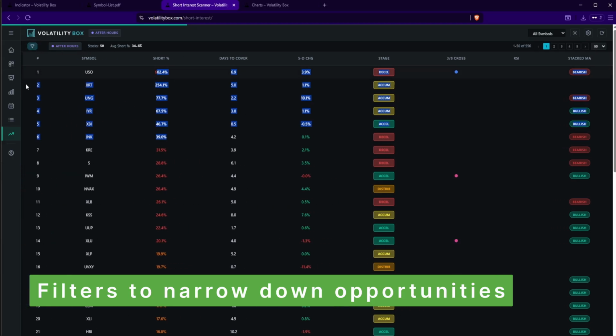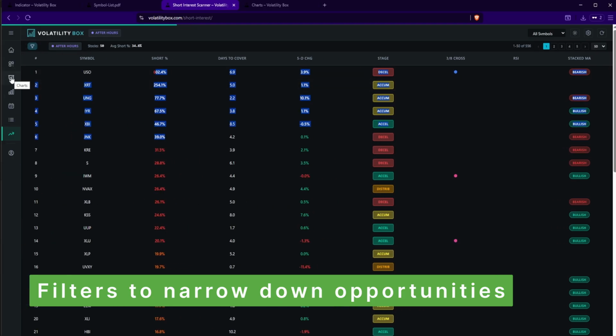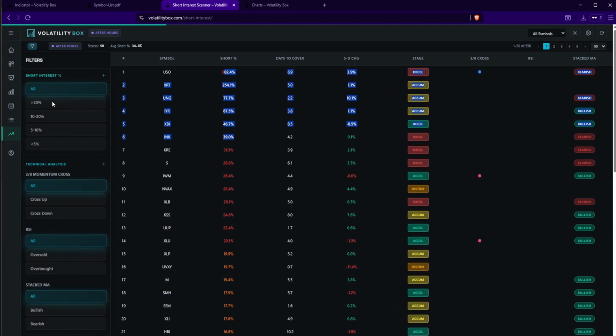Now, if you open up the left-hand side, you'll notice that you have a very familiar filters feature, similar to the filters that we had inside of our live scanner. The filters here are designed for the short interest, and they're all designed to help you find both bullish and bearish setups very easily. Now, right off the bat, there's a few things you should know about short interest.